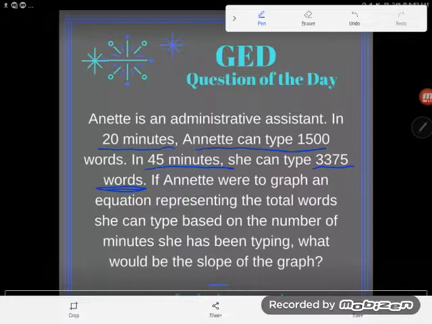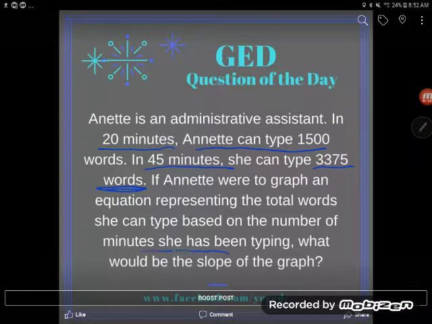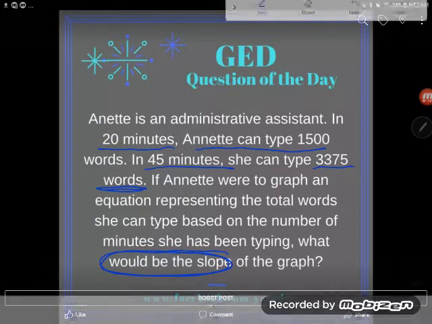If Annette were to graph an equation representing the total words she can type based on the number of minutes she has been typing, what would be the slope of the graph? So they very straightforwardly ask us for slope. We don't have to interpret what they mean. They say, what would be the slope?